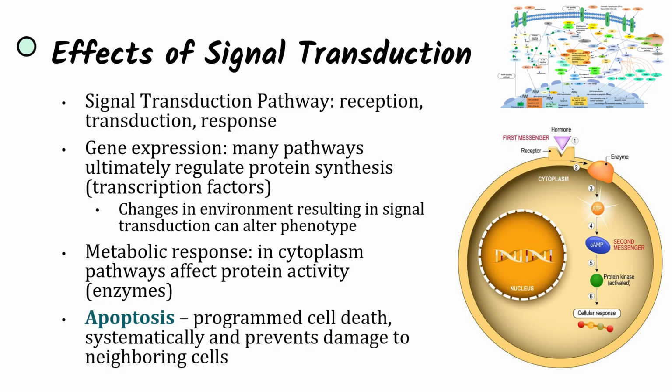But first, a quick review. So when a ligand, the signaling molecule, binds to a receptor on the cell membrane, then this message is going to be carried throughout the cell through the transduction pathway, usually through phosphorylation cascade or second messengers, until it can elicit a cellular response, usually by altering something in the nucleus. So two of the most common cellular responses are going to be gene expression and metabolic response.